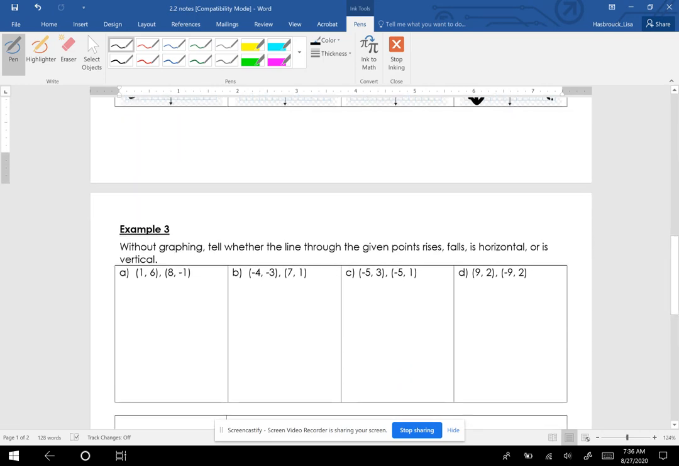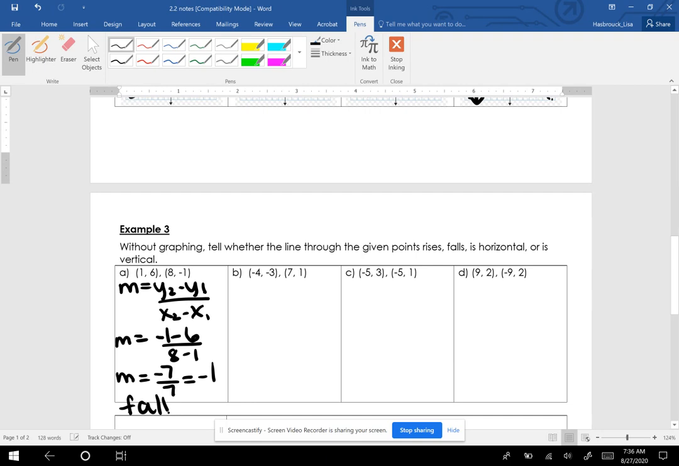So in this next example, without graphing, we're going to decide whether the lines rise, fall, or are horizontal or vertical. What they mean by without graphing is that we're going to find the slope. So to find the slope, I'm going to use the slope formula. M equals y2 minus y1 over x2 minus x1. M equals -1 minus 6 over 8 minus 1. So I get -7 over 7, which is -1. Since my slope is negative, this falls from left to right. Negative slopes fall.